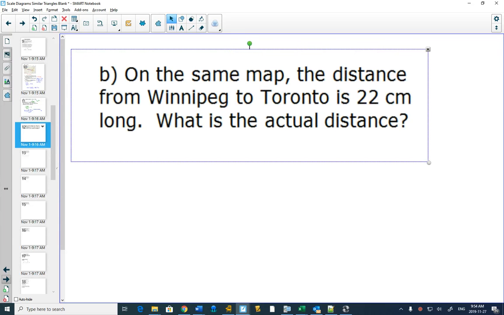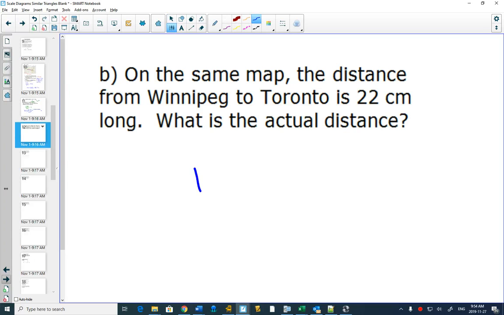On that same map, you measured from Winnipeg to Toronto, and it was 22 centimeters long. Well, what's our scale? Our scale is 1 centimeter is equal to 200 kilometers.